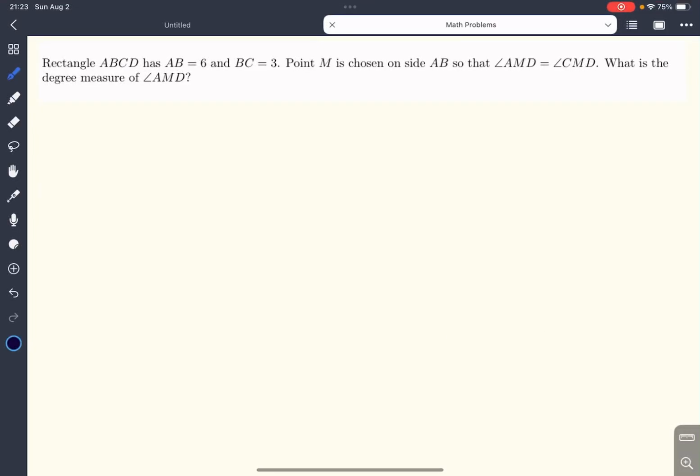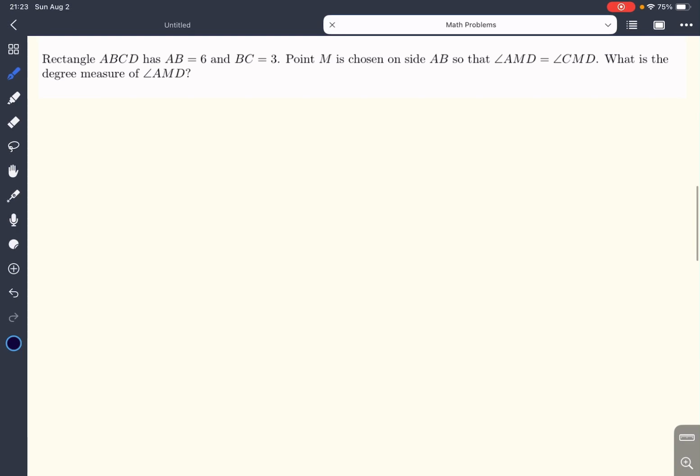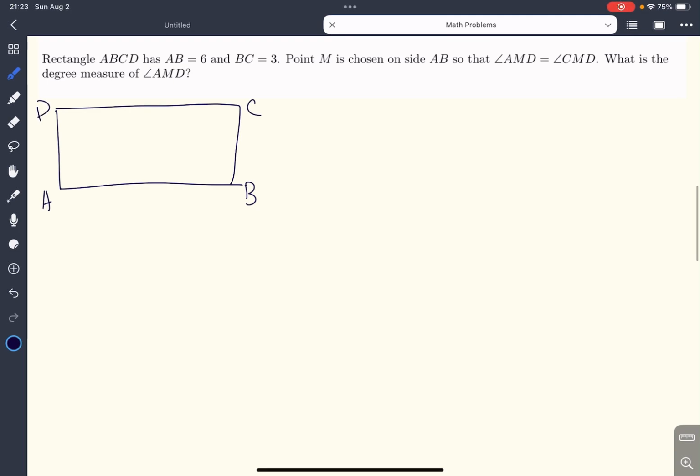This is question 18 from the 2011 AMC10B, and the question reads: rectangle ABCD has AB equals 6 and BC equals 3. So, like this. Point M is chosen on side AB such that angle AMD is equal to angle CMD. What is the degree measure of angle AMD?